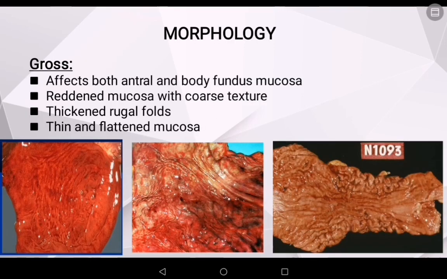So let's talk about the morphology, which is the most important concern for you guys. Talking about the gross features, chronic gastritis affects both the antrum and the body of the stomach, so both areas of the mucosa are involved. You will see reddened mucosa with coarse texture, as you can appreciate in these gross specimens. The mucosa is all reddened and the texture is coarse. The rugal folds are thickened, as you can appreciate in this picture. These are the rugal folds which are thickened, and thin and flattened mucosa can be seen in these specimens.